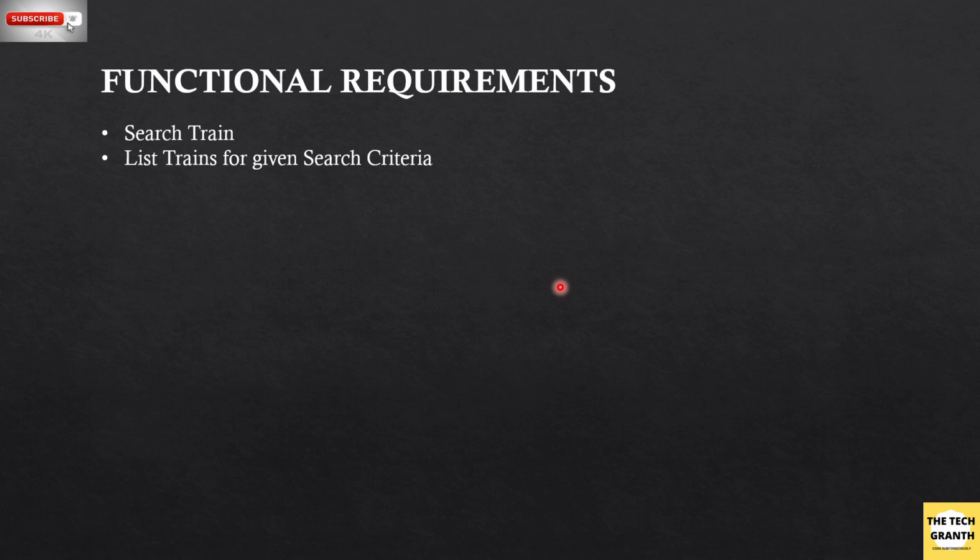Next is once the search is complete, for that particular search criteria, we should be able to list the trains which are available for that particular route on that particular day. So this is another requirement for us. Once we have the list of train, then we should have the facility to book ticket, block the seat, and we should be able to book ticket into the class that we want. Like if you want to book ticket for first AC, we should be able to book the ticket for that, or if you want to book ticket for a sleeper class, we should be able to do that.